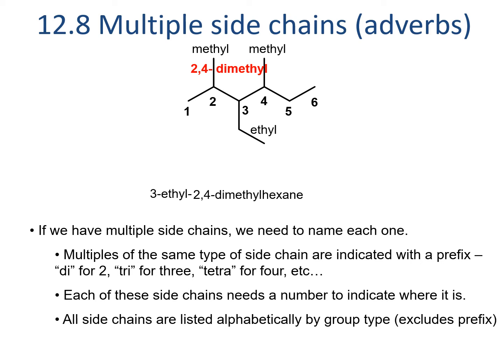Each describing the hexane. The full name then is 3-ethyl-2,4-dimethylhexane. Note again the syntax. The numbers are always separated from letters by dashes, but they're separated from each other by commas. The final side chain listed goes directly into the main chain name without any spaces, just like when we had a simple methylhexane.